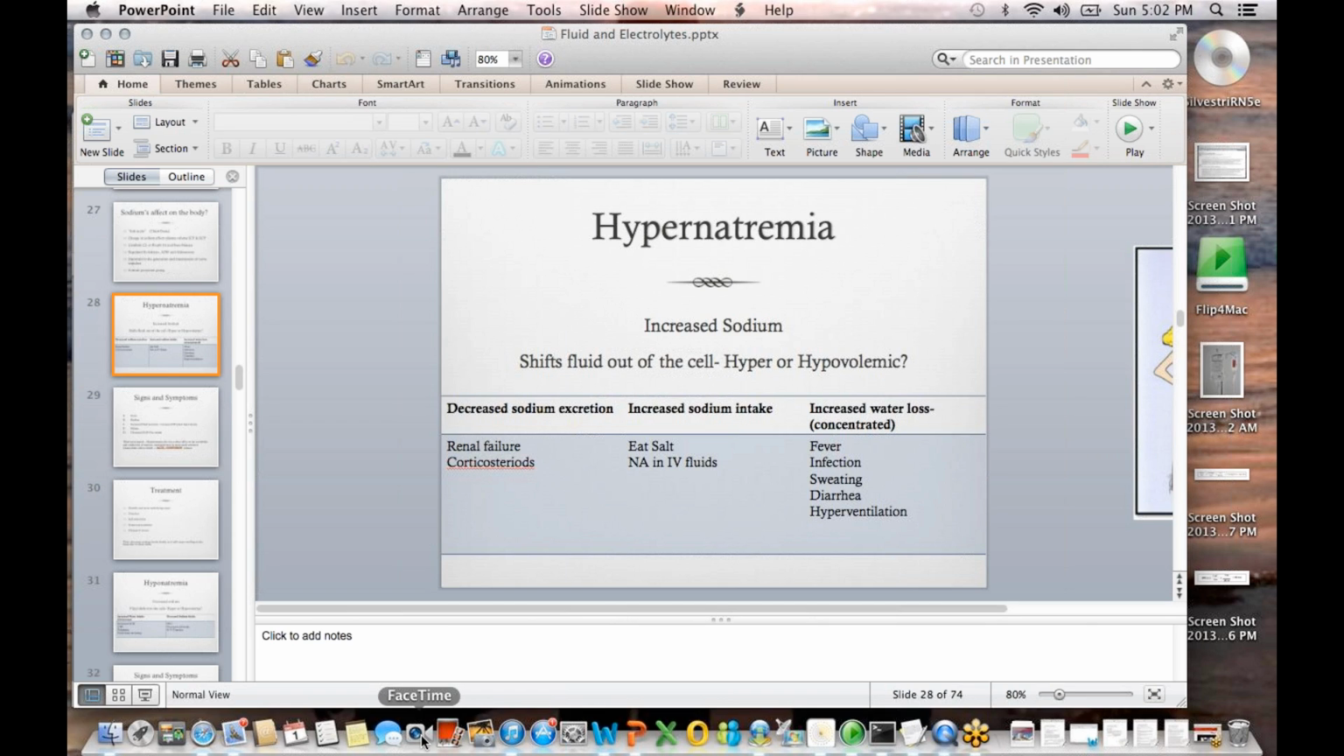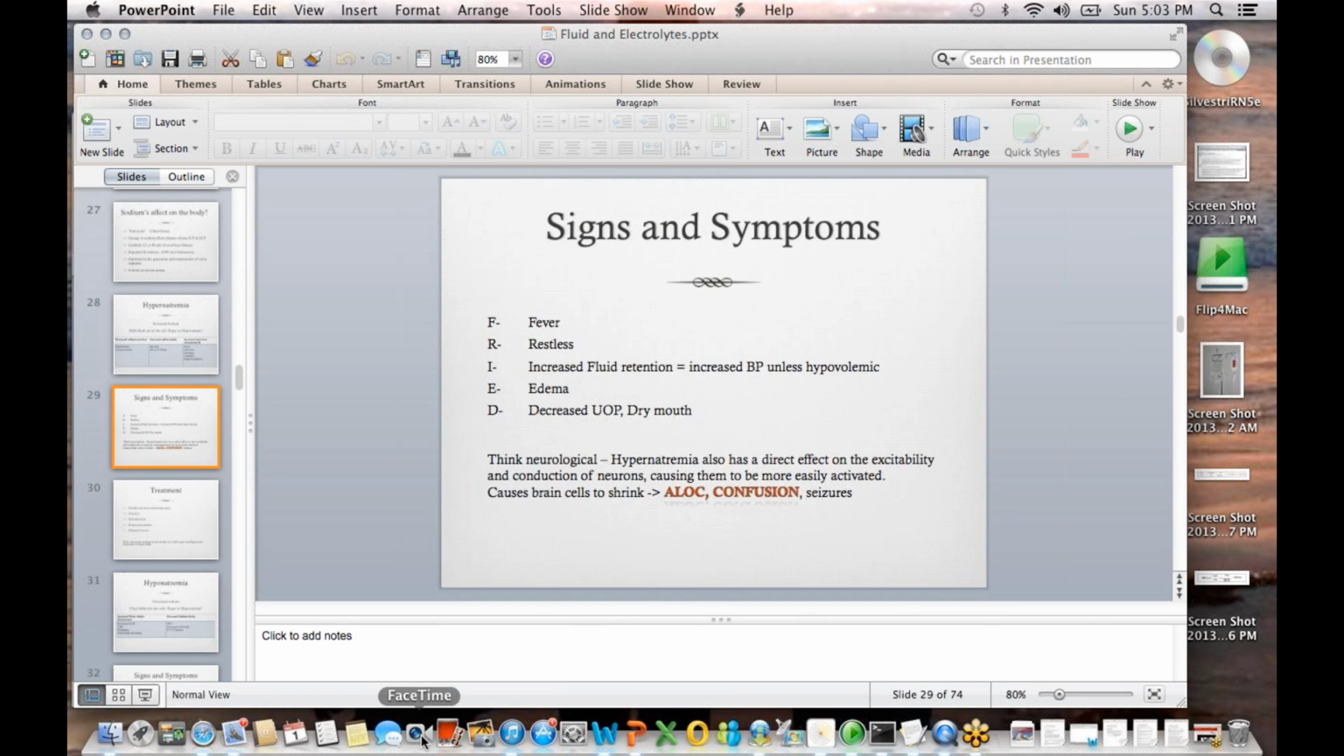So hypernatremia, again, you want to understand what are the signs and symptoms and the treatment for each electrolyte and what are the causes. So for hypernatremia, it can be corticosteroid use or renal failure. It's caused by different things. So if you have high sodium because of decreased excretion, increased sodium intake, or increased water loss, meaning it's more concentrated, then depending on the reason why you have hypernatremia, that would affect how you're going to treat it.